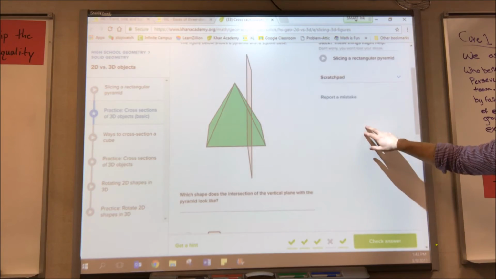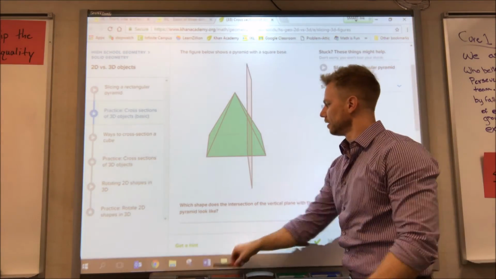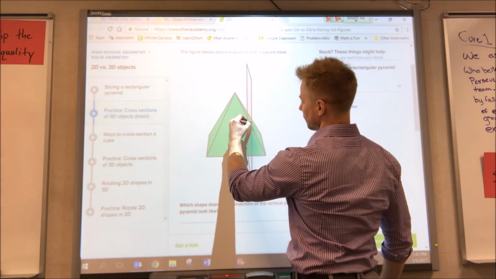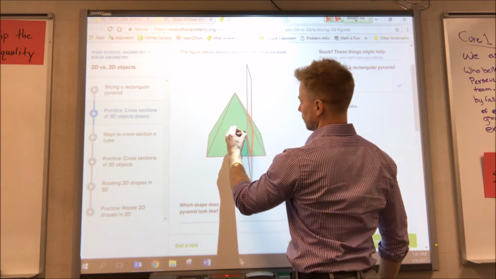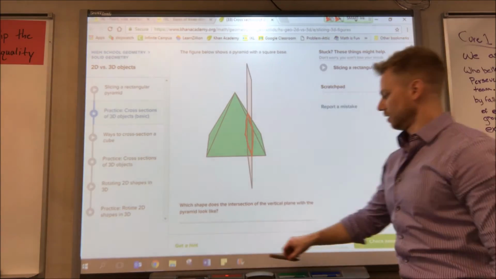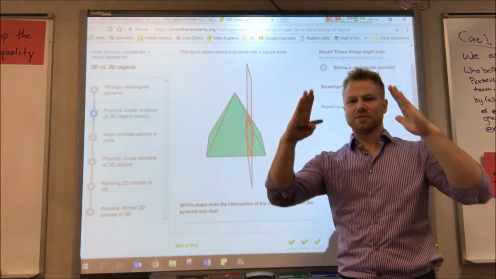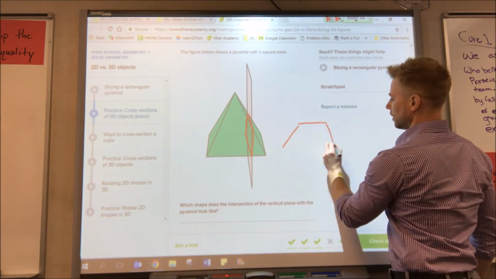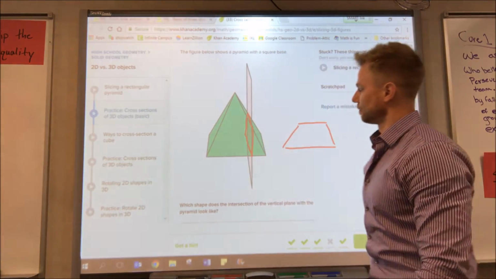Okay, we have a square pyramid here, and it's slicing down the side. What shape is it making when it slices? It's going from there to there to there to there. Now it kind of looks like it's a square or a rectangle. But remember, the sides of a pyramid are slanted, so the shape it's actually making when you slice it is a trapezoid, like that, okay?